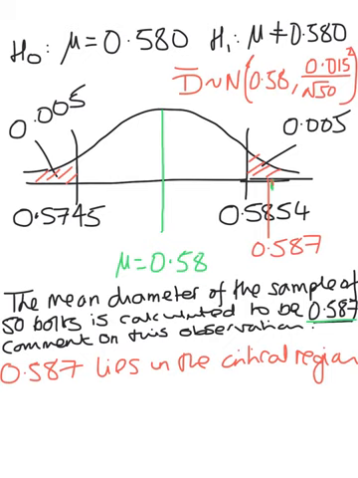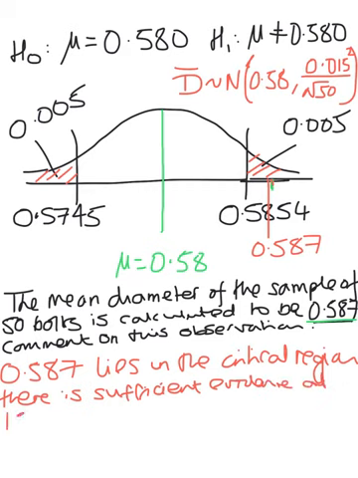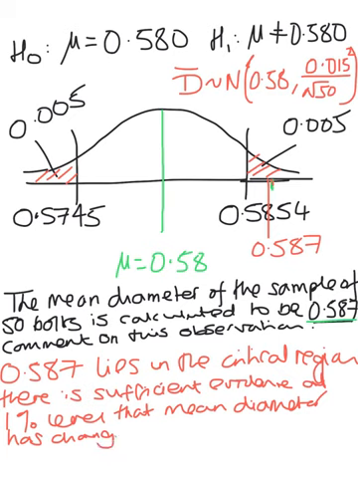So what that therefore means is that there is sufficient evidence at the 1% level that the mean diameter has changed. So in other words, we can reject the null hypothesis. But again, you must always relate your final conclusion, your observation, to the original question.